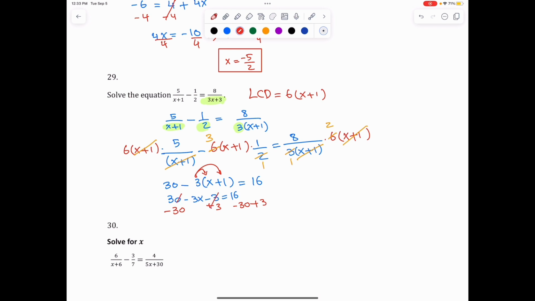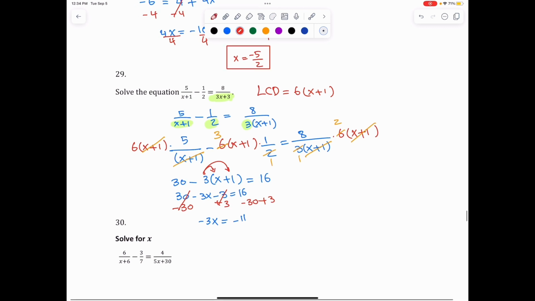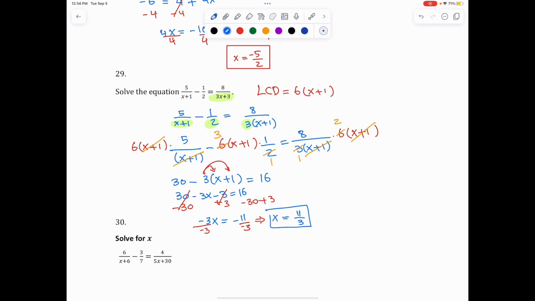These will cancel, these will cancel. We will end up with negative 3x is equal to 16 minus 30 plus 3, negative 11. Now we divide both sides by negative 3. We will end up with x is equal to 11 over 3. That should be our answer.